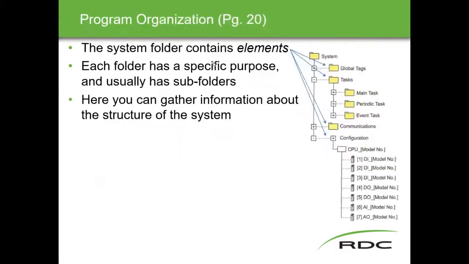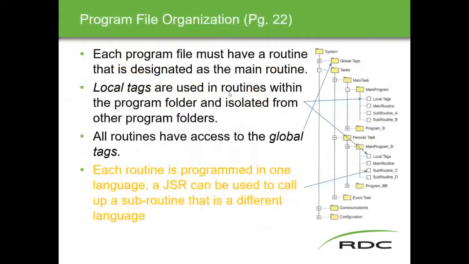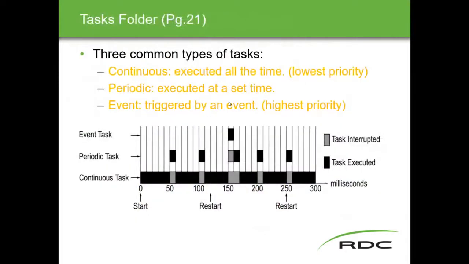Okay, the task folder right here, tasks. We'll start talking about that. Three common types of tasks: continuous, periodic, and event. And they're pretty self-explanatory. Continuous tasks are executed all the time, and they have the lowest priority.